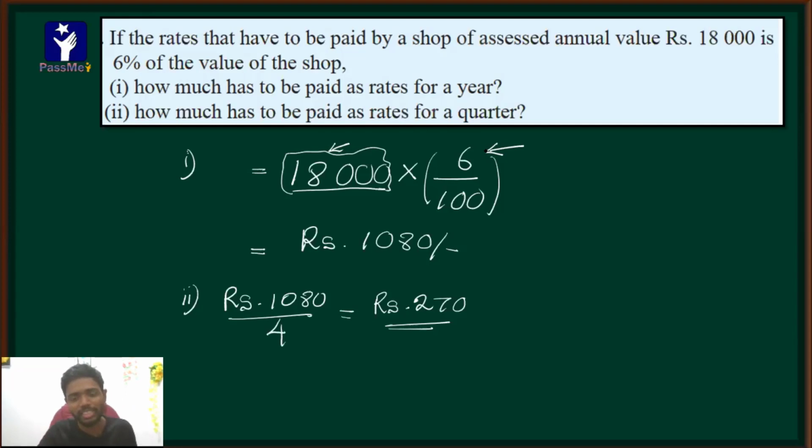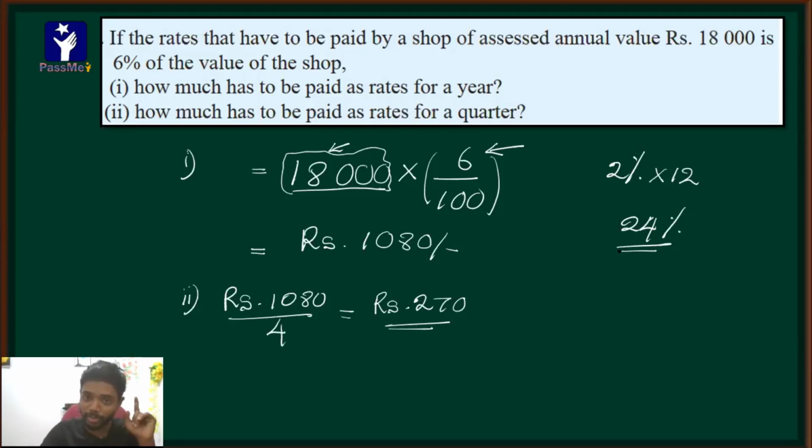Sometimes the question is coming from the monthly percentage value. Let's say 2% as a monthly value. So if this is coming as a monthly percentage, you need to multiply by 12 in order to calculate the annual rates, annual percentage value. So that also keep in your mind.